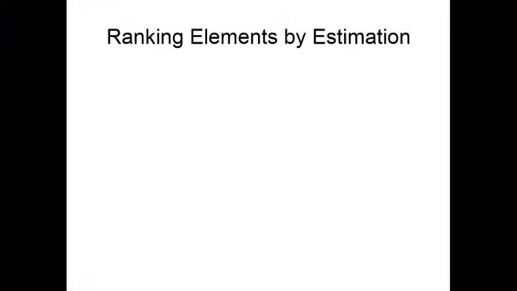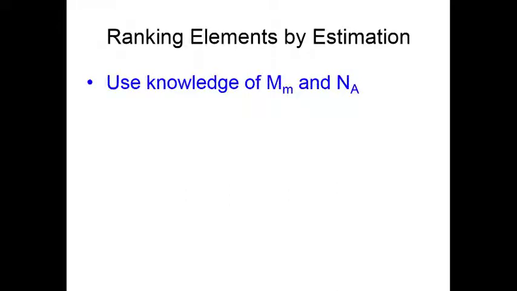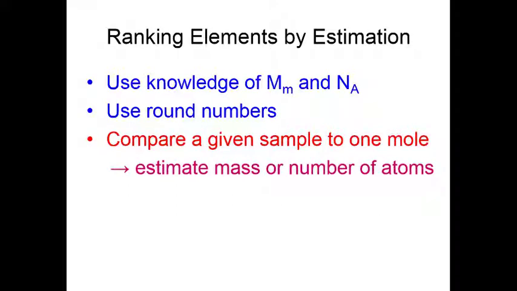We can continue to use our knowledge of molar mass and Avogadro's number. However, we will use round numbers to rank the amounts of elements by estimation. The key is to compare a sample we are given with 1 mole of the element. Is our sample 1 mole? Greater than a mole or less than a mole? If so, how much greater or how much less? This will allow us to estimate the mass or number of atoms in that sample. Comparing multiple samples allows us to rank them.